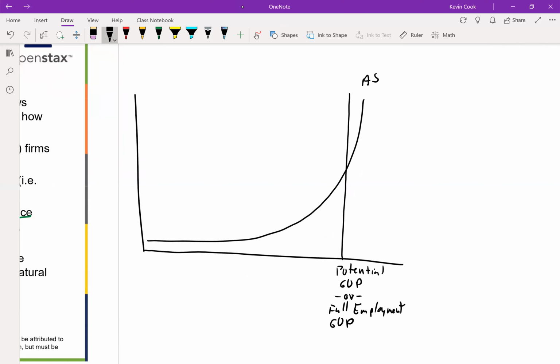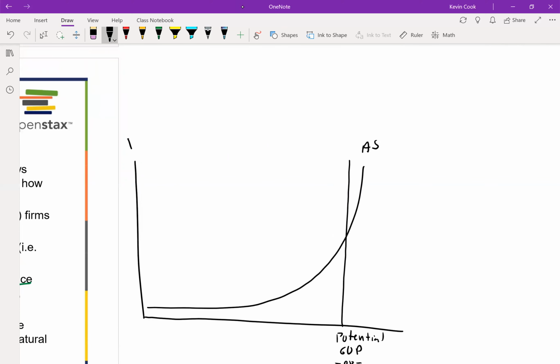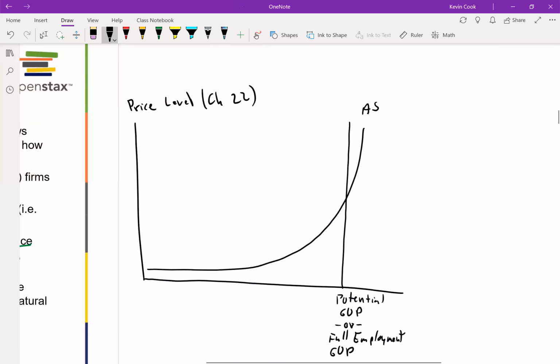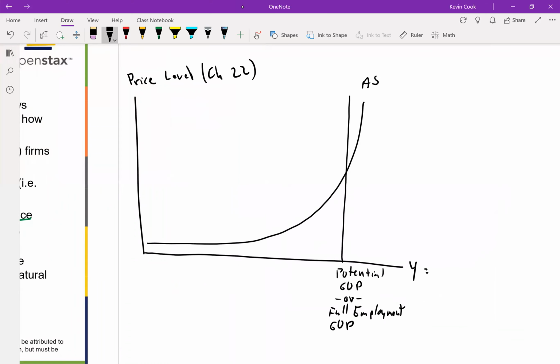When we look at our aggregate demand, aggregate supply curve, on the y-axis over here we'll have our price level. We looked at this in chapter 22. Let me look. Yeah, that was from chapter 22. And on the x-axis, we're looking at Y, which is our real GDP, which we covered back in chapter 20. So this aggregate demand, aggregate supply model is really going to bring all of our measurements together, and it's going to look really cool when we get towards the end of our chapter.